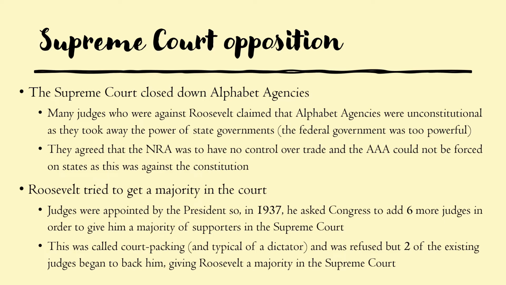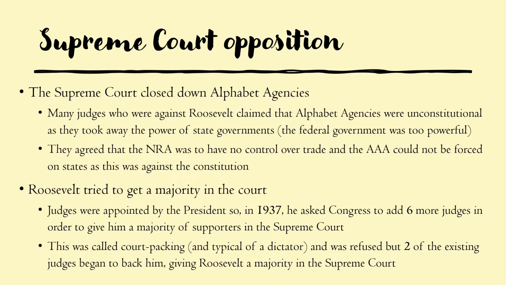The second key feature is that Roosevelt tried to get a majority in the Supreme Court. Because judges were appointed by the president, in 1937 he asked Congress to add 6 more judges to the Supreme Court, and he would appoint judges aligned to his Democrat views, in order to give him a majority of supporters in the Supreme Court. If more judges supported him, they wouldn't be closing down his alphabet agencies or limiting their power. This practice of just keeping on adding more judges until they all agree with your idea was called court packing, and it was quite typical of a dictatorship.